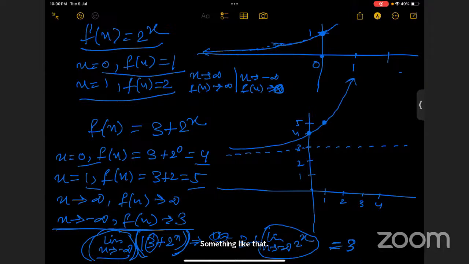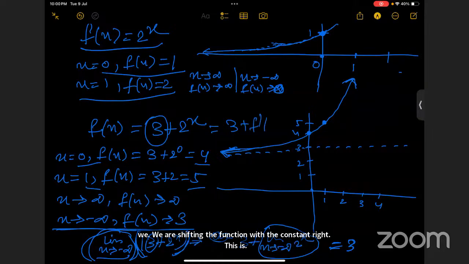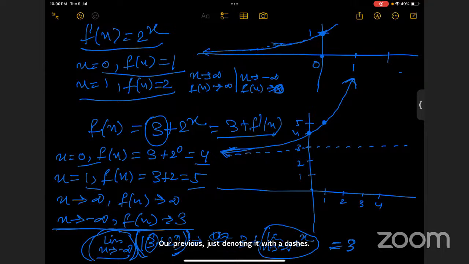So when x tends to infinity, this tends to infinity. When x tends to minus infinity, then the function is tending to 3. Correct? Basically, ma'am, the function is shifted by the constant. Yes. Simply, we are shifting the function with the constant, right? This is 2 power x, our previous function, just denoting it with f dash x. We are just shifting this function. So yeah, is it fine now?